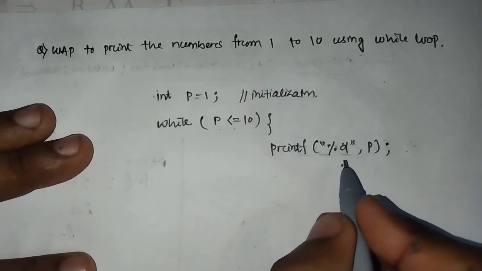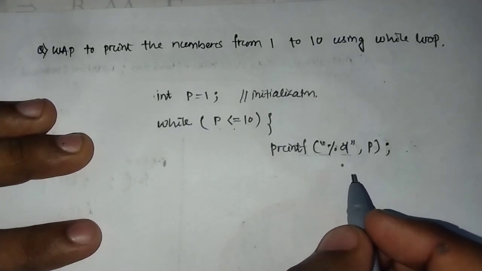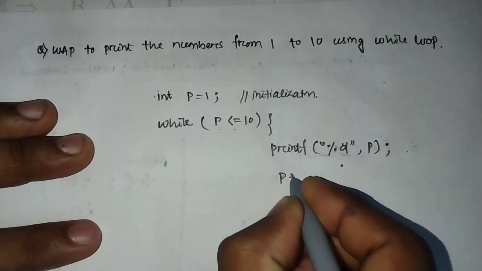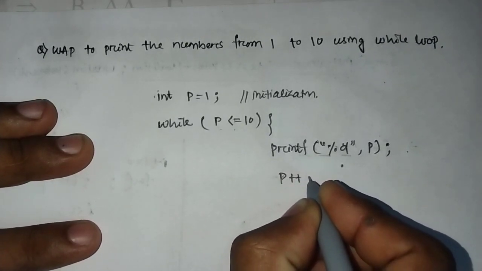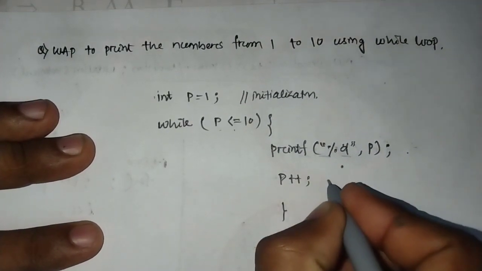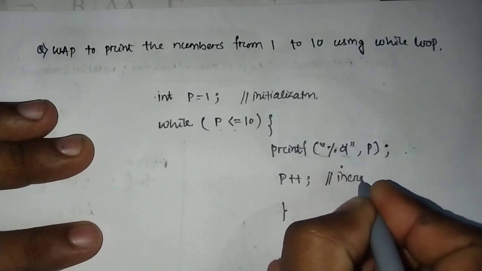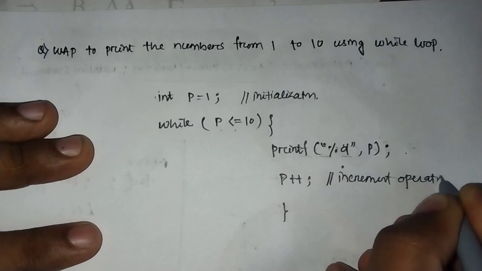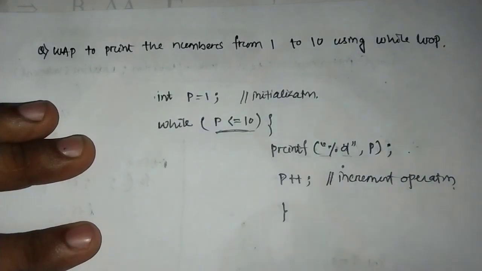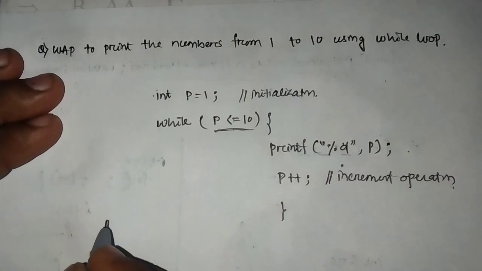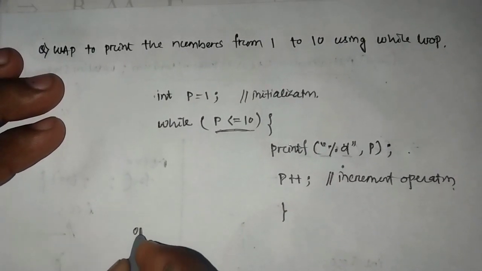In every iteration, the value of p will be updated to p plus 1, which is done by the increment operator. Then write p++. This is the increment operator. This is the condition. So if you try this, first of all, the output.